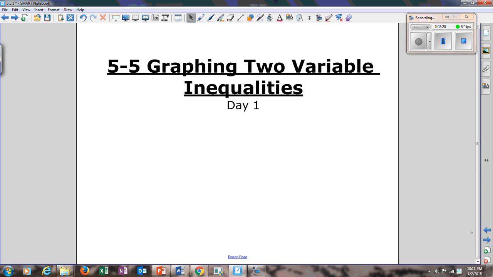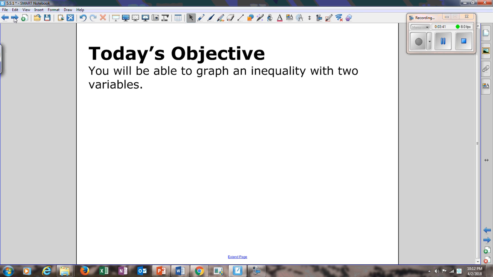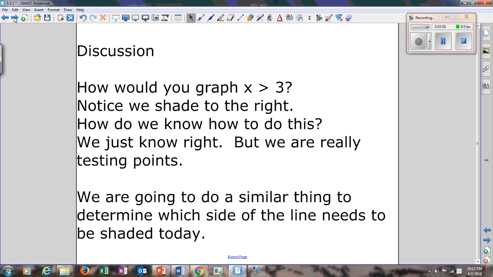5.5, graphing two variable inequalities, day 1. Today's objective: you'll be able to graph an inequality with two variables. Discussion: how would you graph x greater than 3? We're always going to shade to the right if it's greater than. So if we start at 0, go over to 3.